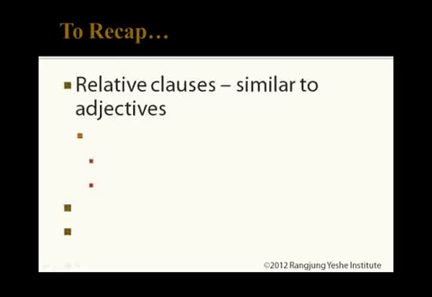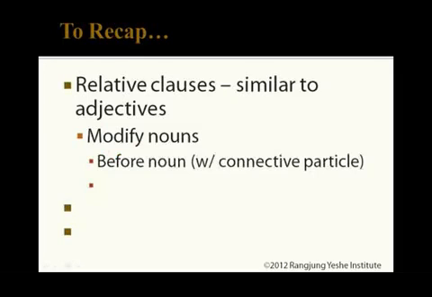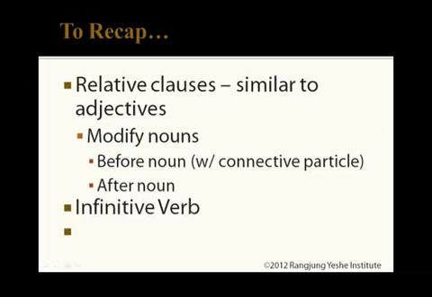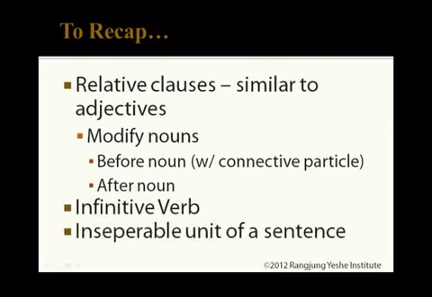Let's review what we've been over today. Relative clauses function similarly to adjectives. They modify nouns, and they can occur before the noun, joined with a connector particle, or they can occur immediately after the noun with no particle. A relative clause contains a verb in its infinitive form ending with pa or ba. Relative clauses and the nouns that they modify form an inseparable unit of a sentence.